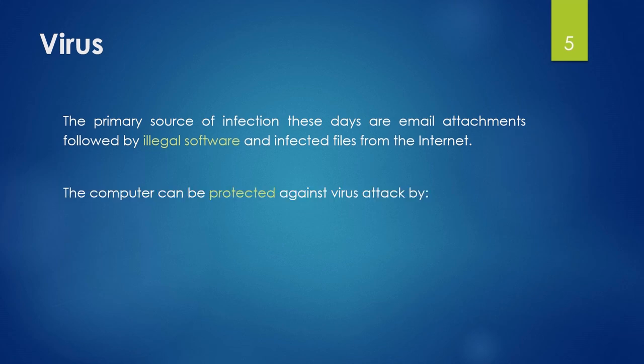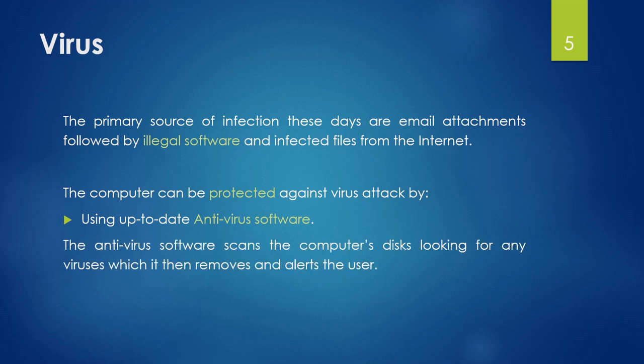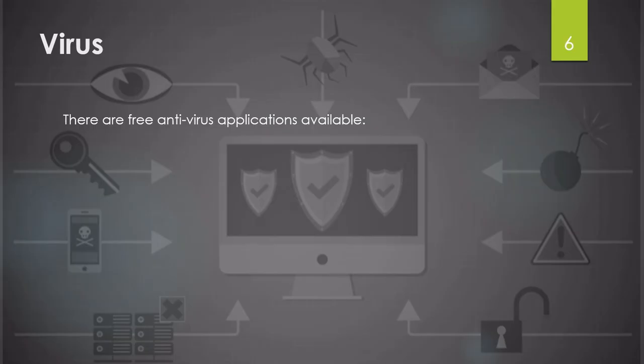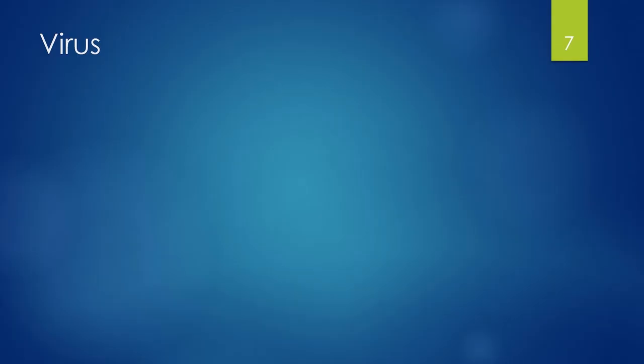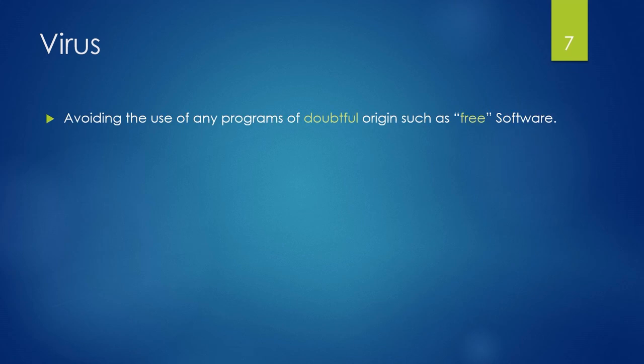The computer can be protected against virus by using up-to-date antivirus software. The antivirus software scans the computer disk looking for any viruses, which it then removes and alerts the user. There are free antivirus applications available. We have AVG, Avast, Microsoft Security Essentials, but there are also applications that you have to pay for, like Norton, McAfee, Sophos.